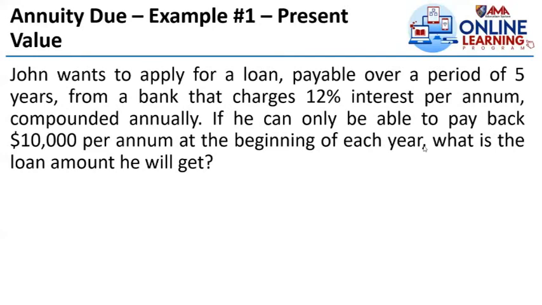So this is the next example. We're done with ordinary annuity. Let's go with annuity due. Example number 1. John wants to apply for a loan payable over a period of 5 years from a bank that charges 12% interest per annum. When we say per annum, that is per year, annually. Compounded annually. If he can only pay back $10,000 per annum or per year at the beginning of each year, what is the loan amount that he will get?